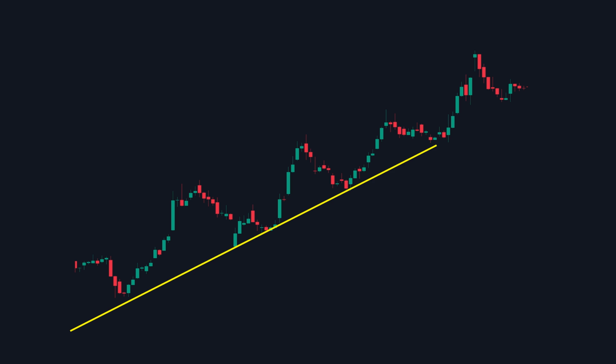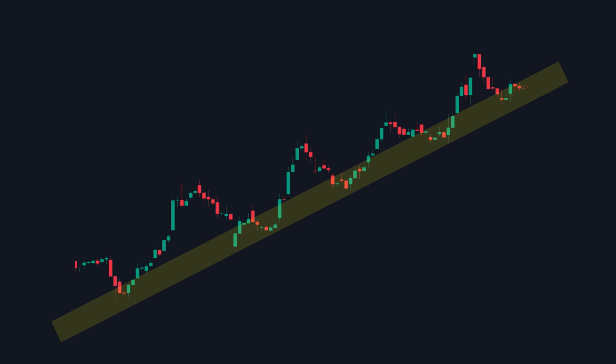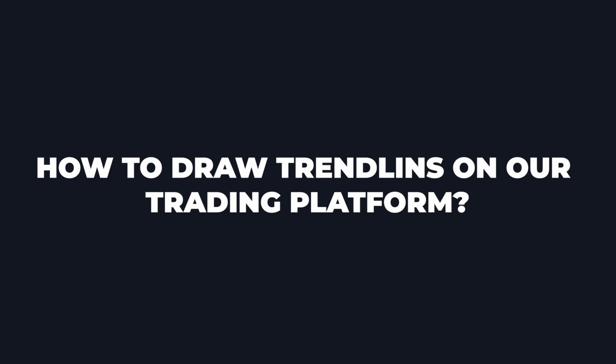To draw a trend line, it's essential to have at least 2 key points on the chart. Additionally, it's important to treat the trend line as a zone or area rather than a straight line, as prices often fluctuate around the trendline area. Now, let's learn how to draw a trend line.